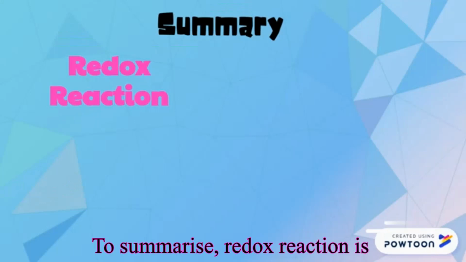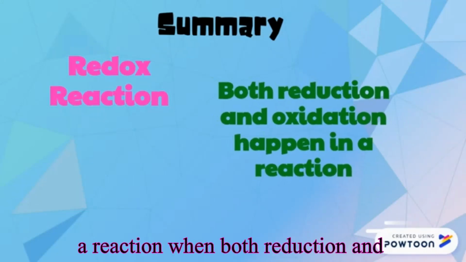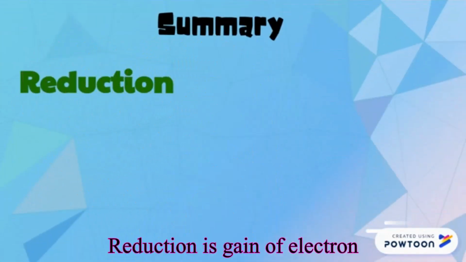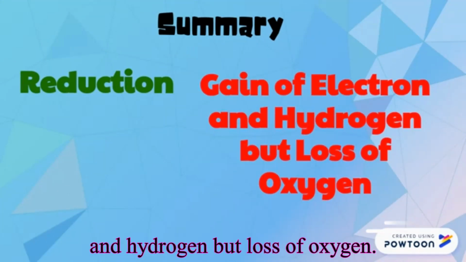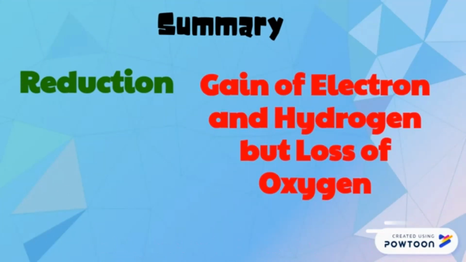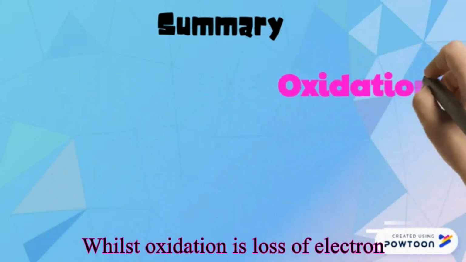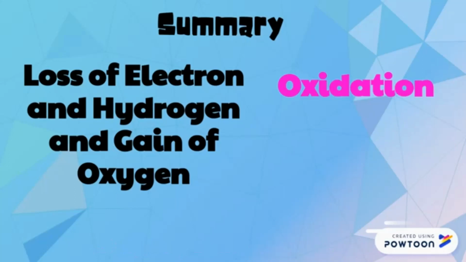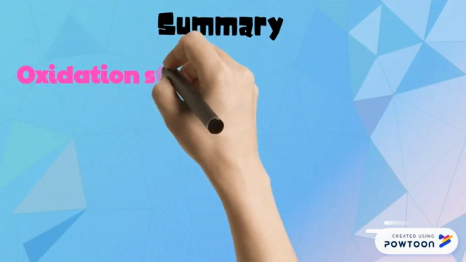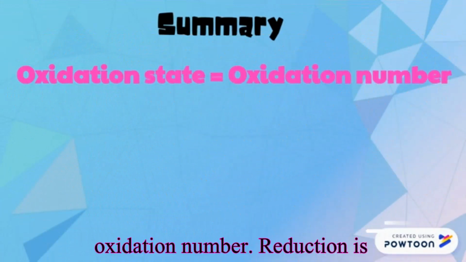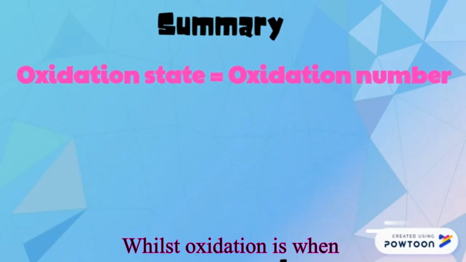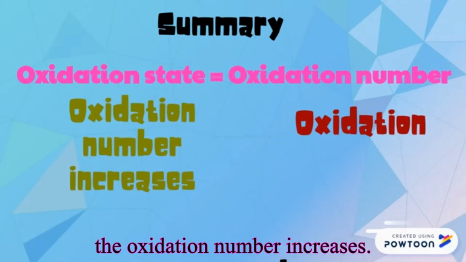To summarize, a redox reaction is a reaction where both reduction and oxidation happen. Reduction is gain of electron and hydrogen but loss of oxygen, while oxidation is loss of electron and hydrogen and gain of oxygen. Oxidation state equals oxidation number. Reduction is when the oxidation number decreases, while oxidation is when the oxidation number increases.